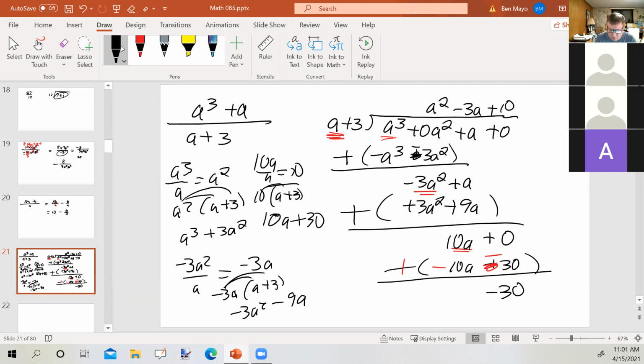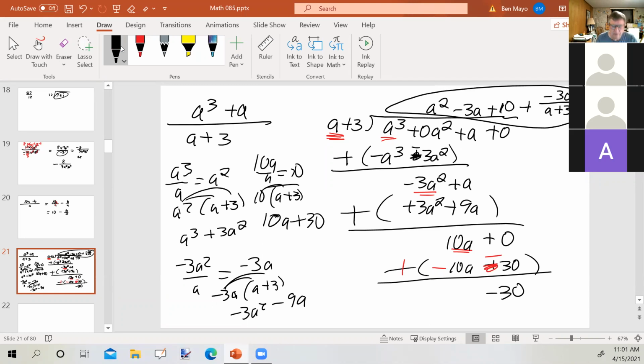So I've got a squared minus 3a plus 10 plus negative 30 over a plus 3. And there's my answer. So that one had a remainder. Any questions on this problem I just went through? Okay. Let's see here.